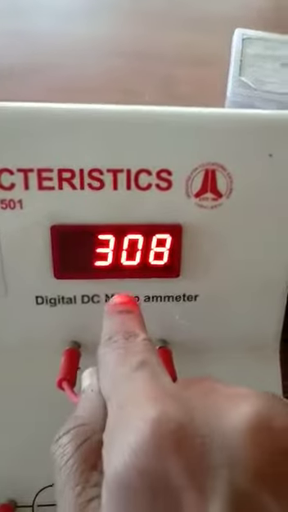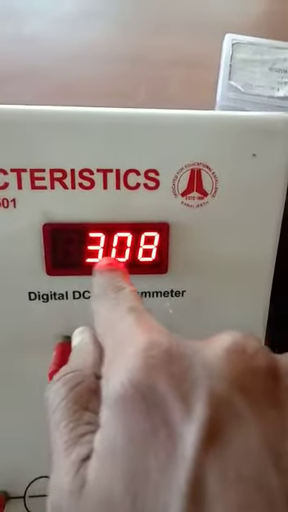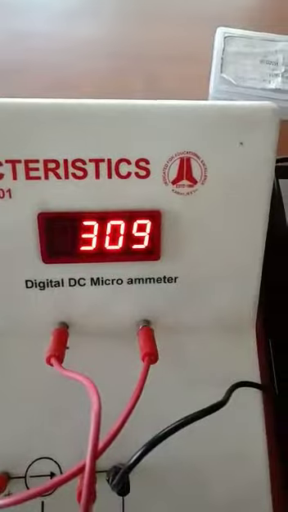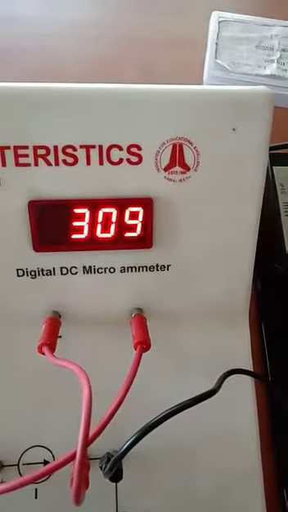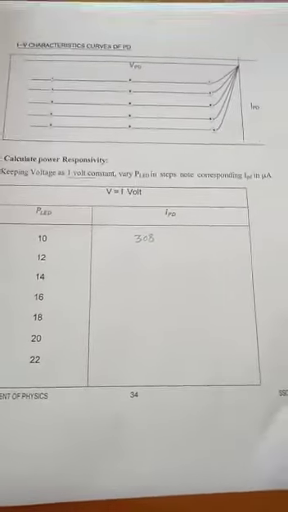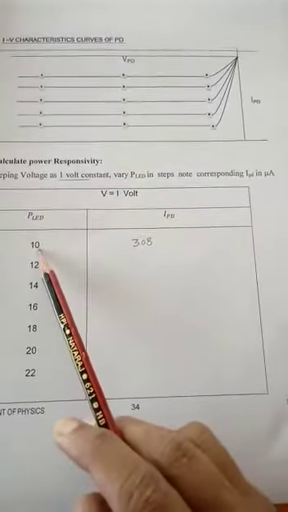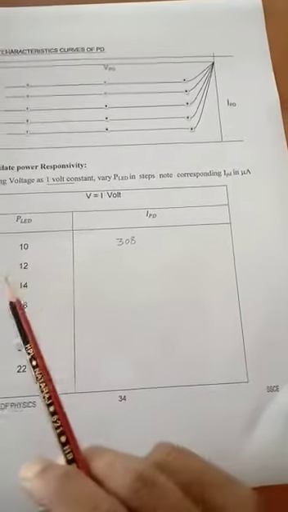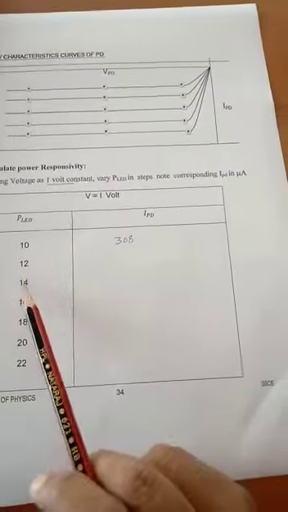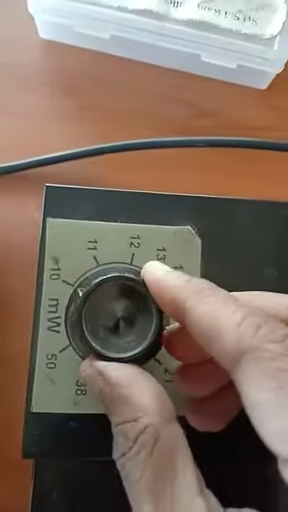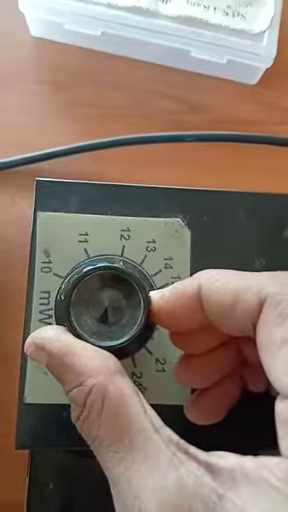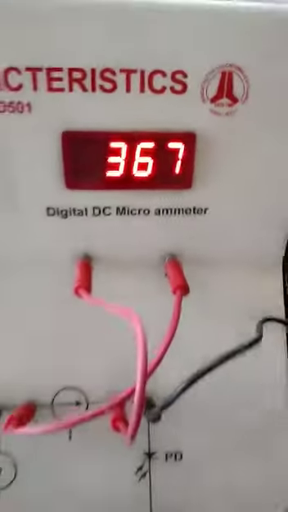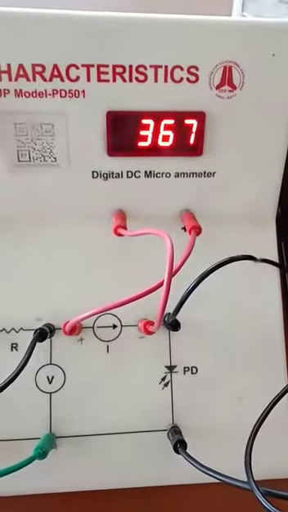Now we are keeping PLED at 10. Note down the corresponding microammeter reading, that is 308. We have tabulated the reading for PLED 10, noting down the current as 308. Now we will go with PLED 12. Keep the PLED as 12 and note down the corresponding microammeter reading, it is 368.